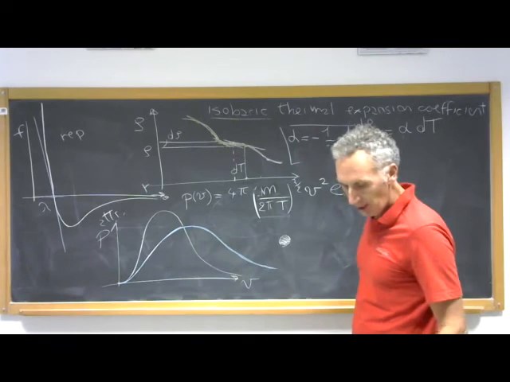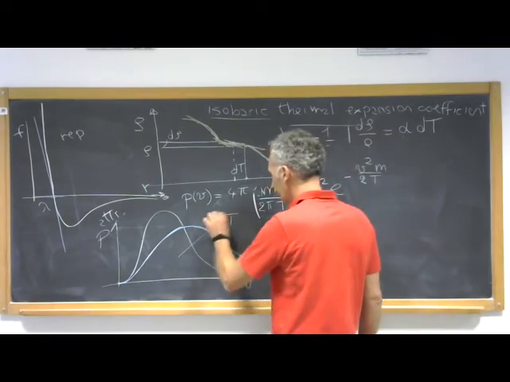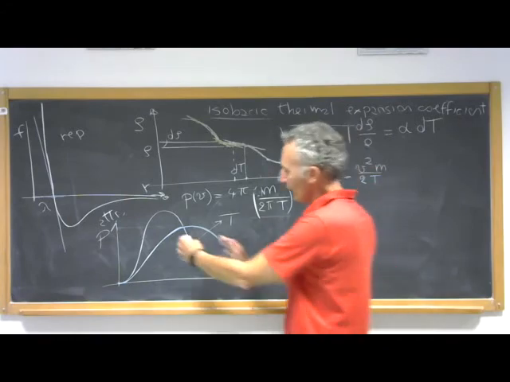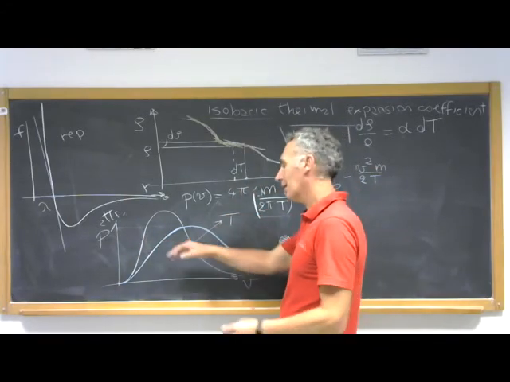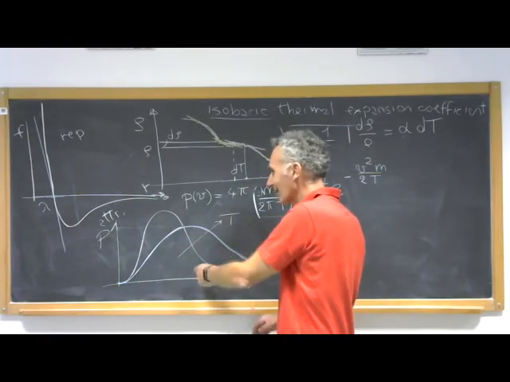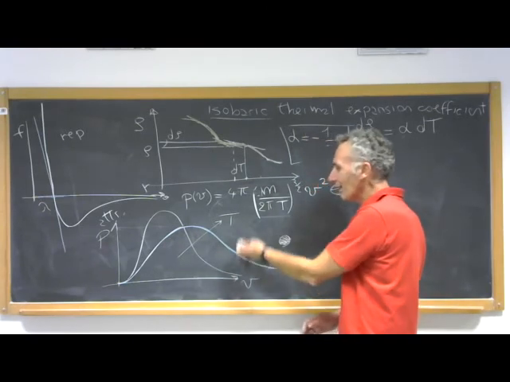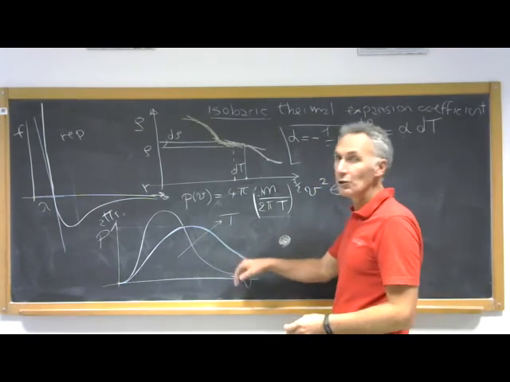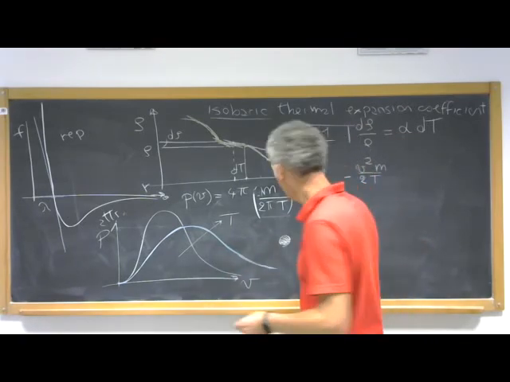And then what does it mean? It means that when I increase temperature, I have two effects. I move the curve to the right, so I increase the most probable velocity. But more important, I increase the percentage of molecules whose velocity exceeds some threshold.